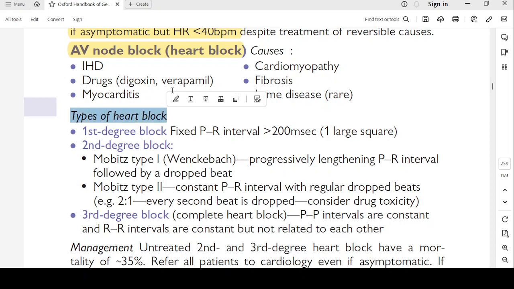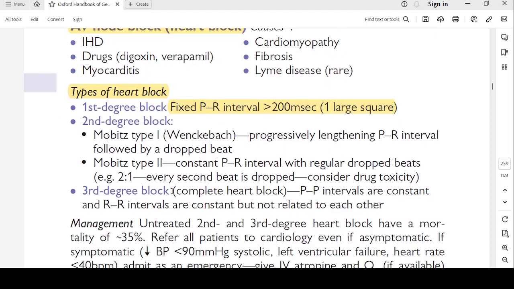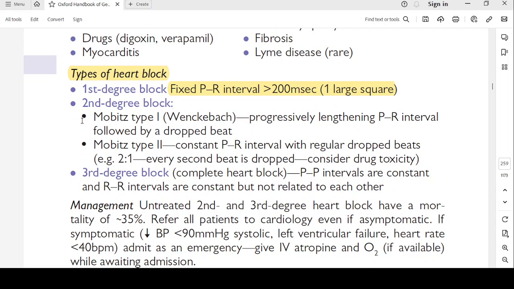Types of heart block. First degree heart block. Fixed PR. In the first degree heart block, there will be a fixed PR interval which is more than 200 milliseconds, that is more than 0.2 seconds or more than 1 big square. The PR interval will be prolonged, but it will be fixed prolonged. That means in all the beats, it will be the prolonged PR interval. That is only first degree heart block.